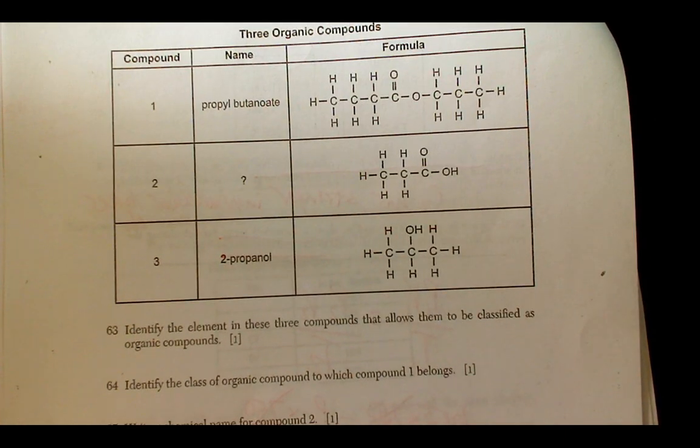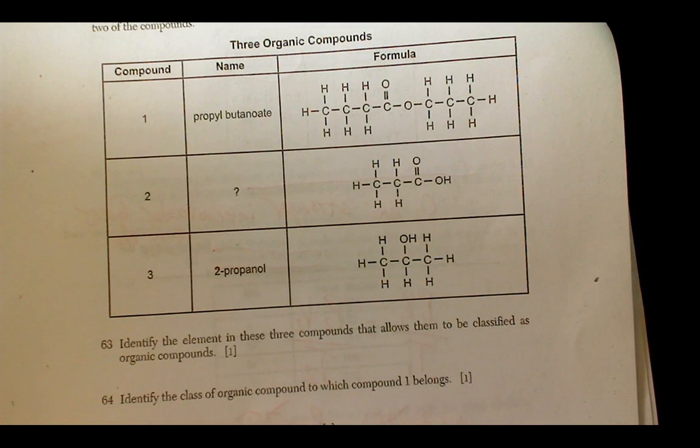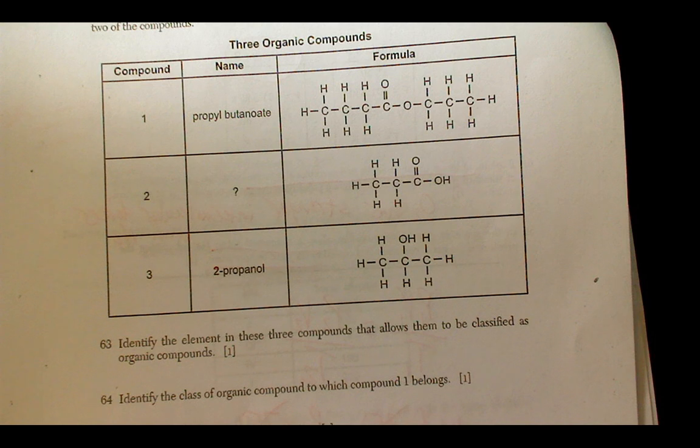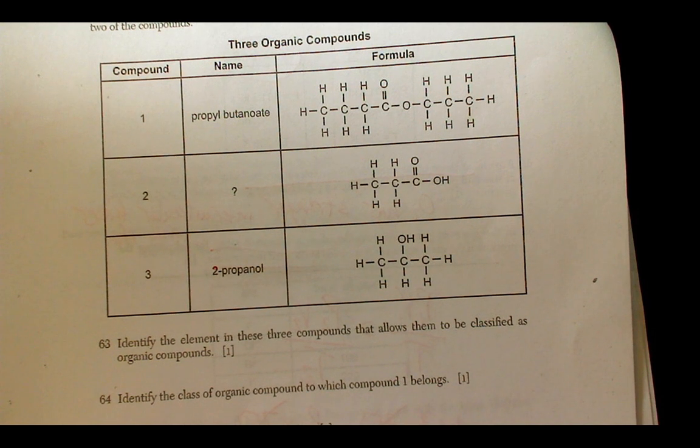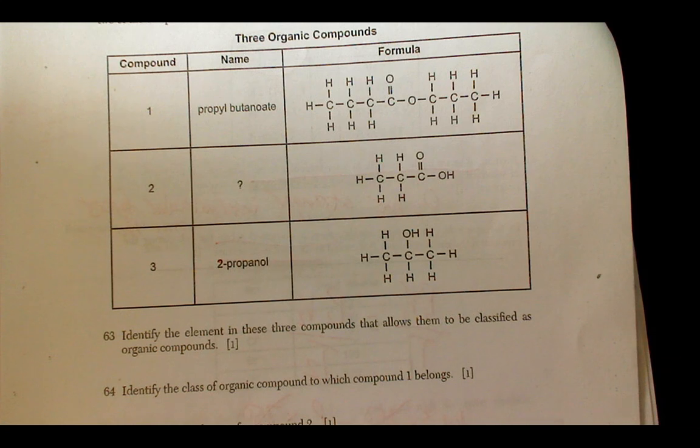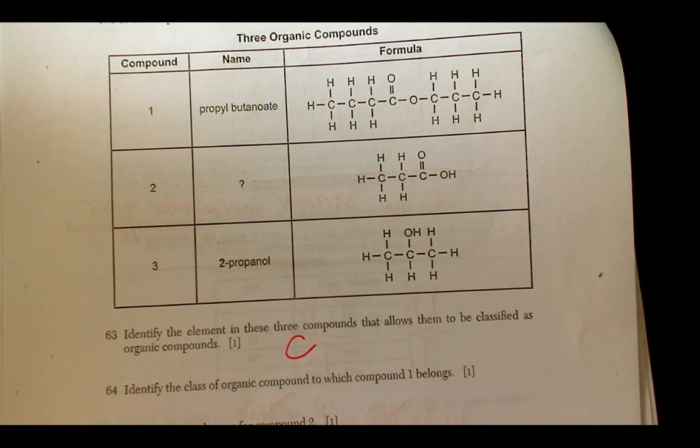63 says, identify the element in these 3 compounds that allows them to be classified as organic compounds. It tells you all 3 of these things are organic compounds and what makes them organic. What is the element that does that? It's carbon. That's it. Carbon is always the thing that makes something organic.